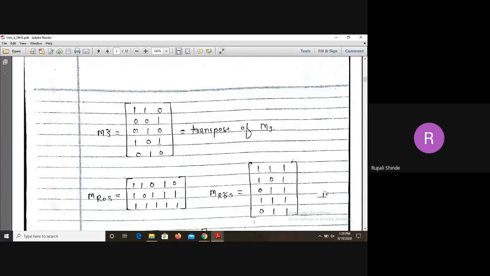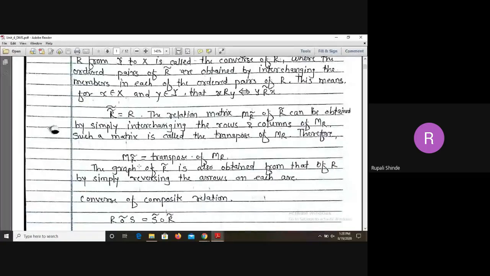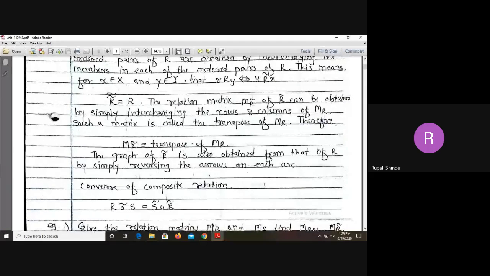Whenever you have to find the matrix for the composition of any two relations, you have to perform matrix multiplication. So this is the answer for our first point, the matrix for R composition S. Now the second question they have asked: what is the matrix for R converse? Here we have seen how to find the matrix of R converse if the matrix of R is given.